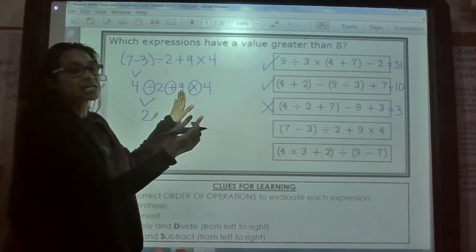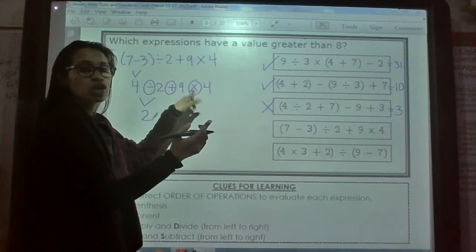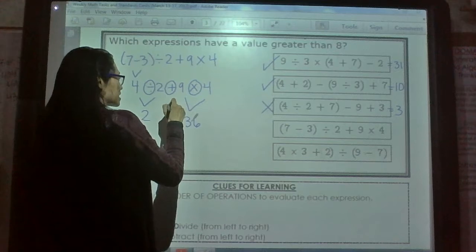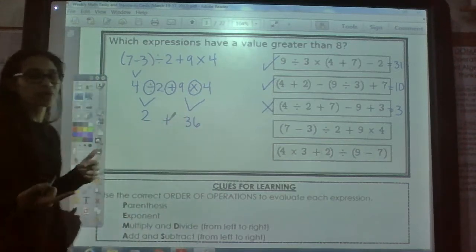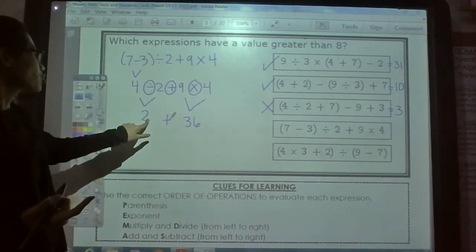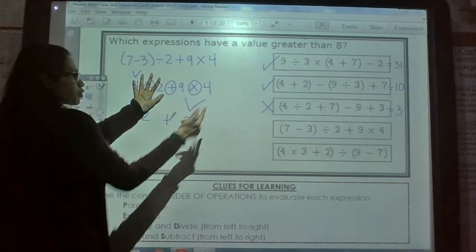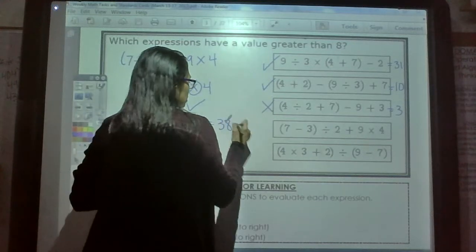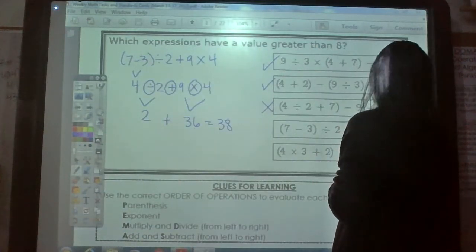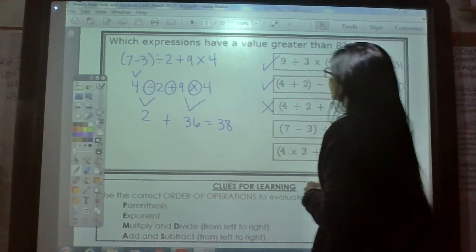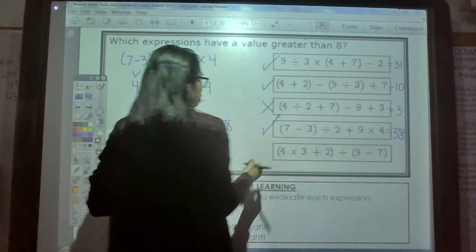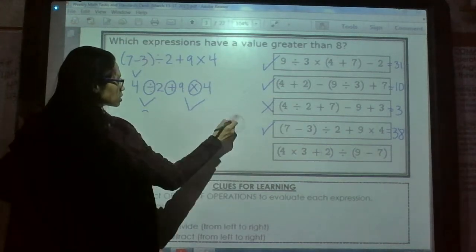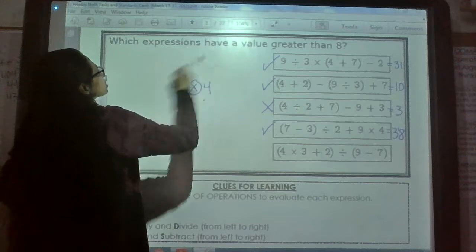And then we have to do this one, 9 times 4. All right, so don't add 9 because that's an addition. We need to multiply first. So 9 times 4 is 36. Then we add those two numbers together. Do you see that? So 4 divided by 2 is 2. Bam. 9 times 4, 36. Bam. Now we add it. And what's that? 38. So the answer for that one, when we evaluate it, is 38. Is that greater than 8? Oh, yes. Put a check right there. We are on to the last one. Erase.